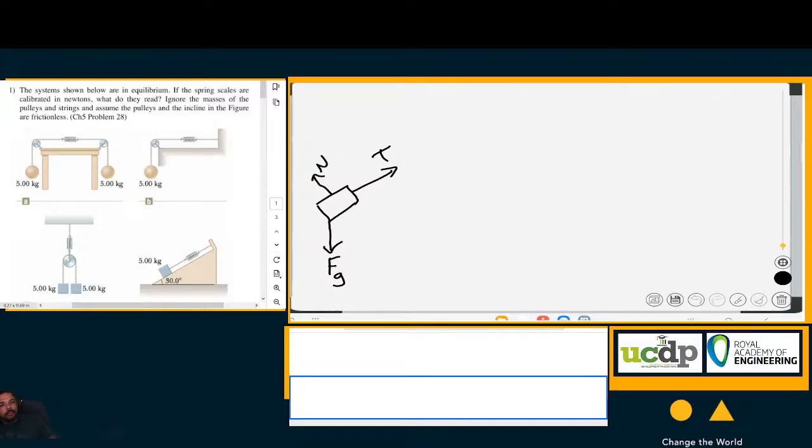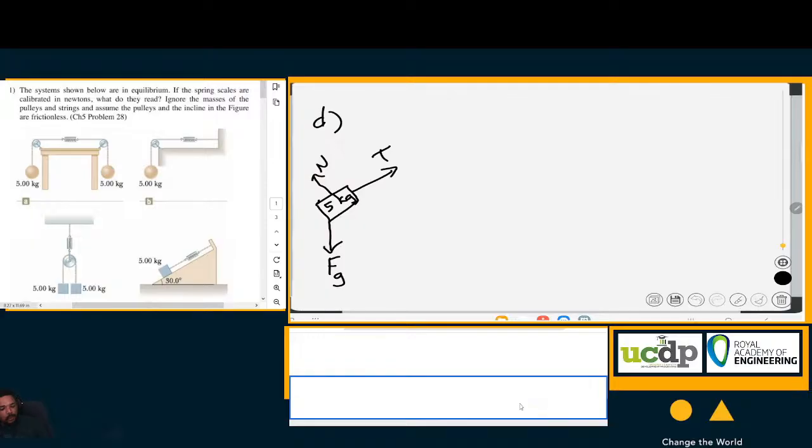Now, if there are any questions, you need to stop me and then speak, or you can text. Okay, so this is the situation for D. We have these forces acting on that box, and the box is 5 kilograms.